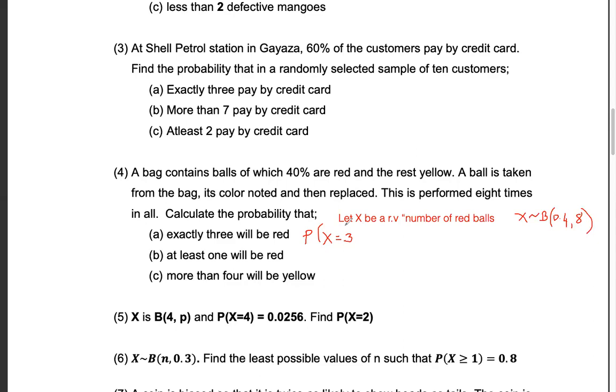So when you use that, exactly 3 is what? 8 combination 3, times 0.4 to the power 3, times 0.6 to the power 5, which is 8 minus 3. And you've said you got which answer? 0.2787... 780.